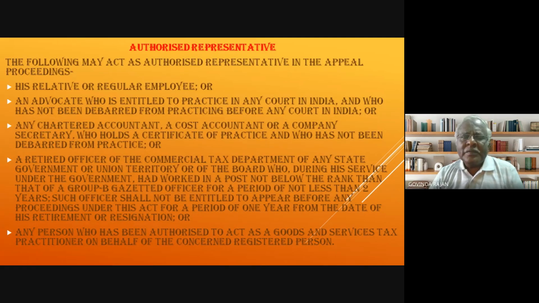Authorized representative. The appellant shall appear in all proceedings of the appeal by himself, if it is an individual. For others, it is highly required to appoint an authorized representative. If it is a department, the regular employee of the department or an authorized officer may attend. Here the list is given of whom may appear before the tribunal as authorized representative.